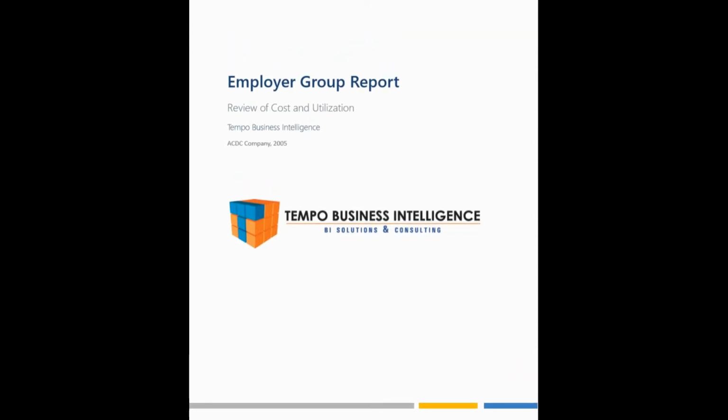Here's a cover page. One of the features of the cover page is we have an employer group report, which is a review of cost and utilization. The slicer here is auto-generated. This is going to be for the AC/DC company. And you can brand it with your own logos and colors.